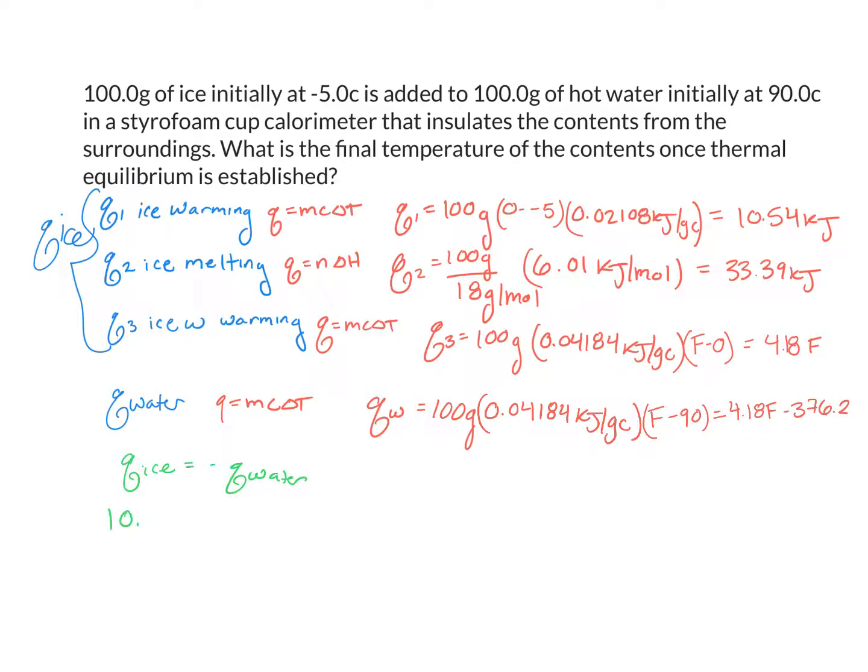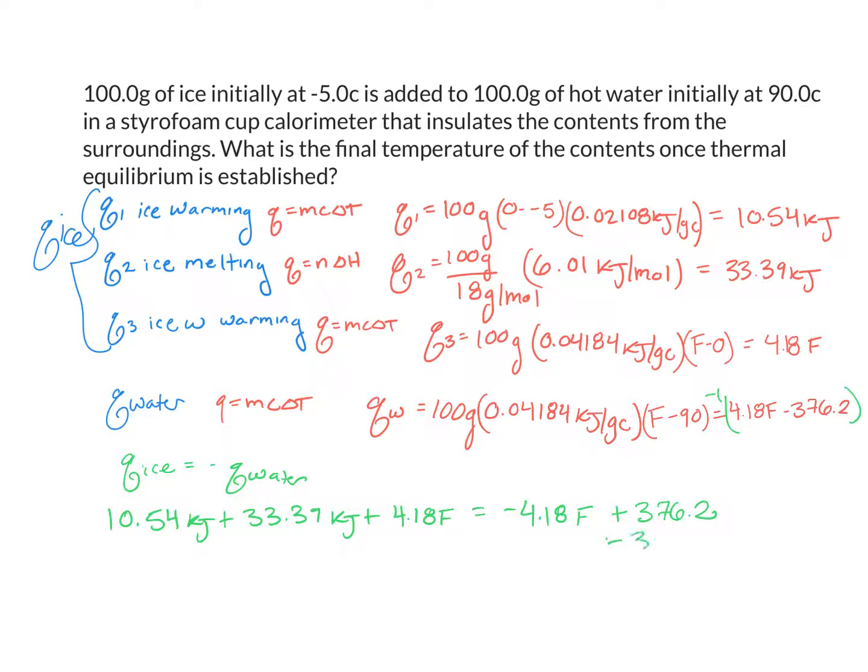So we have 10.54 kilojoules plus 33.39 kilojoules plus 4.18 times that final temperature, and that is all going to be equal to the negative of this. So we have negative 4.18 times final temperature plus 376.2.